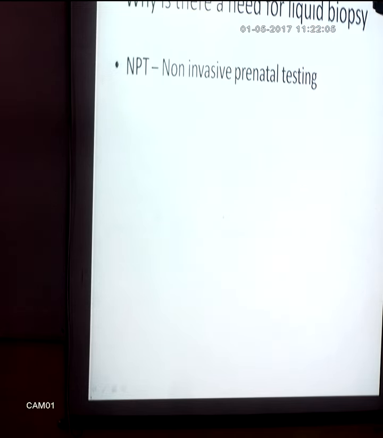Okay. Non-invasive prenatal testing. It's called, sorry, that's not NPT, that is NIPT.